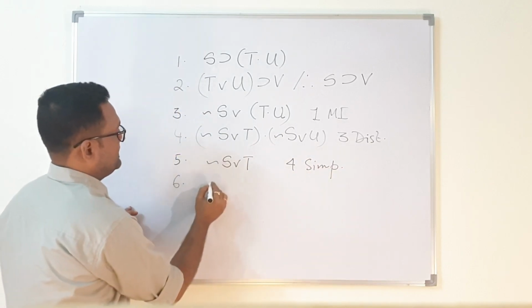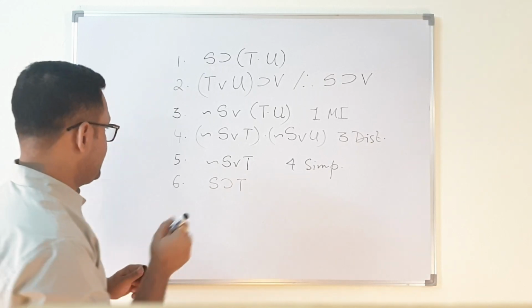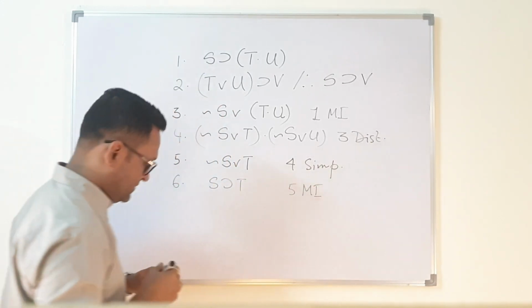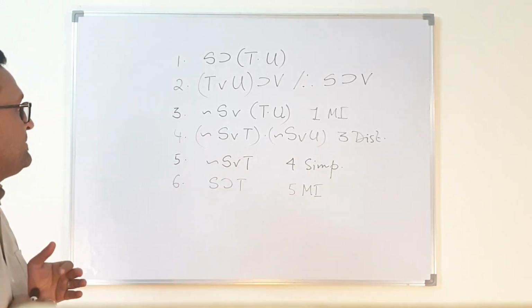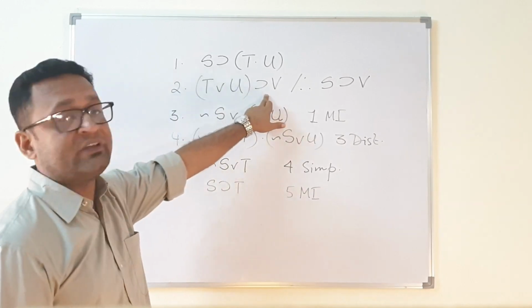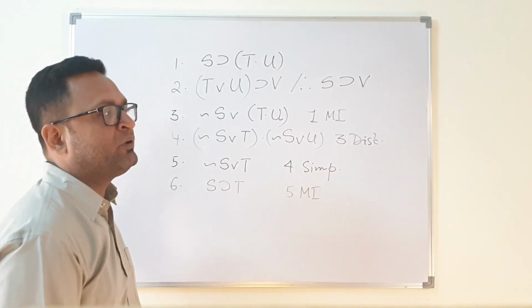So I will get S implies T. Now since I have got S implies T, I will write it as fifth, material implication. Since I have got S implies T, now my focus should be whether I can get T implies V, or else I will think about this step, but there will be no requirement for it.